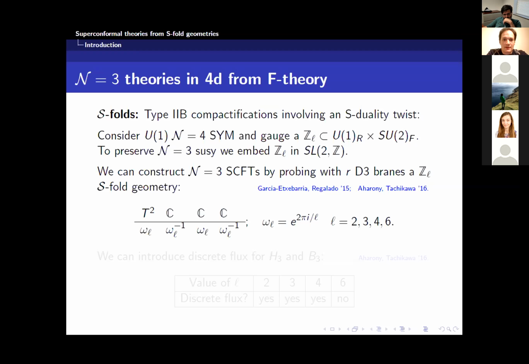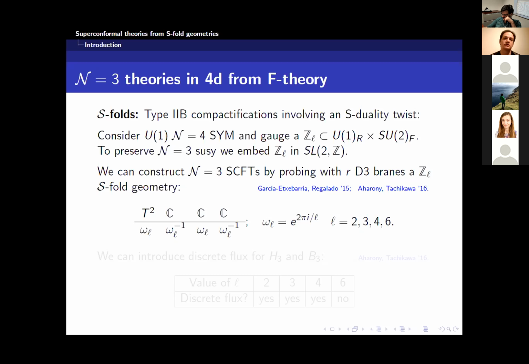This is just the simplest case. More generally, we get worldvolume theories by probing with a stack of D3 branes a geometry in F-theory of this type, a Z_L quotient which involves also the F-theory torus. Because of this, L is restricted to be 2, 3, 4, or 6. Otherwise, Z_L is not a subgroup of SL(2,Z). The L=2 case was indeed already well known.